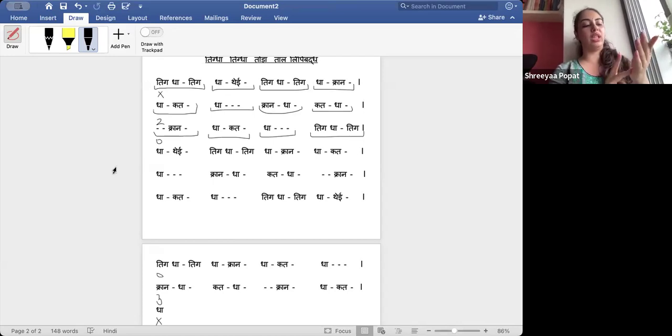1, 2, 3, 4, 5, 6. Then tigdha, tigdha, thai, tigdha, tigdha, krandha, katha, krandha, katha. Like that. So you should keep challenging yourself, okay, directly the second palla starts from the 12th beat. So you let 11 beats go and start from the 12th. Tigdha, tigdha, like that. Then you know every nook and corner of the bowl. And then when you do it practically also, it helps.